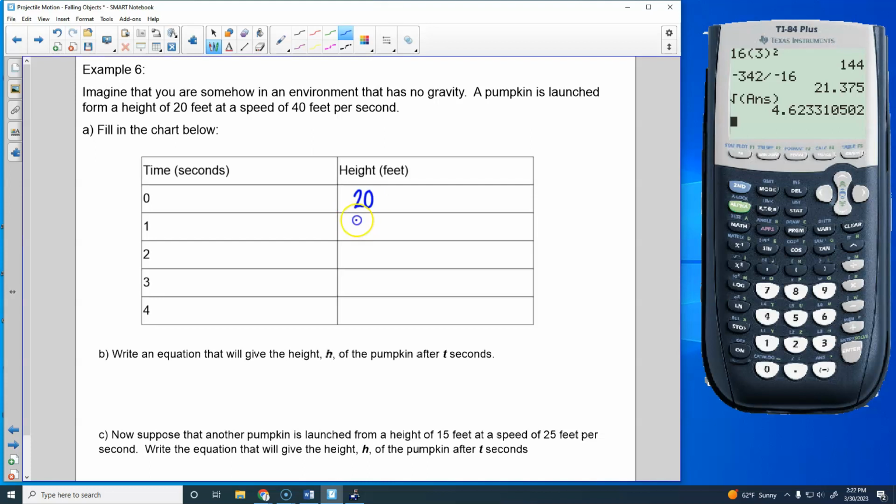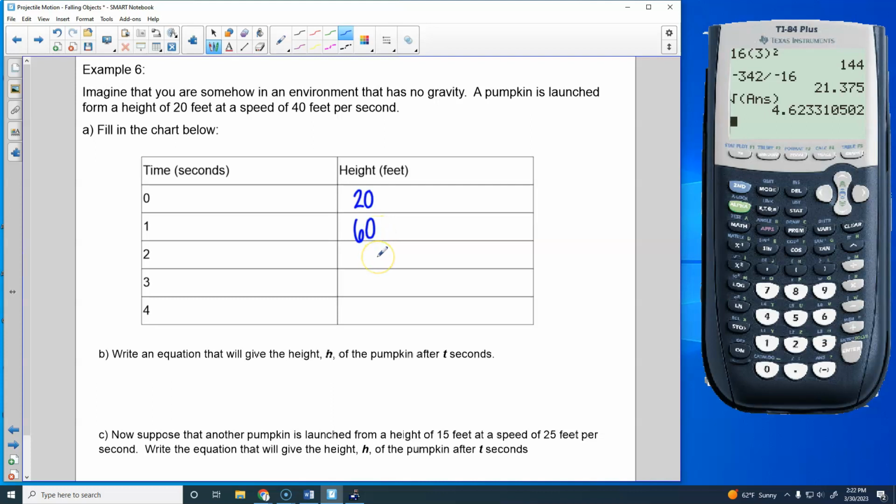All right, after 1 second goes by, how high would our pumpkin be? Okay, how do you know it's 60, Evan? Because there's no gravity, so there's nothing to stop the pumpkin. It starts at 20, and it goes 40. Okay, it goes 40 feet per second, so 40 feet every second, right? So it started at 20. In the first second, it's going to go 40 feet.